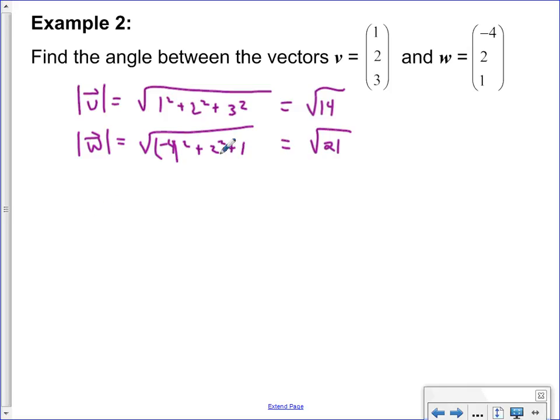Not the square root part. This one you can do in your head. But the cosine part, I just want to make sure we're on the same boat. All right. Here we go.